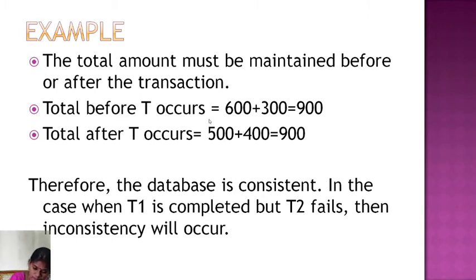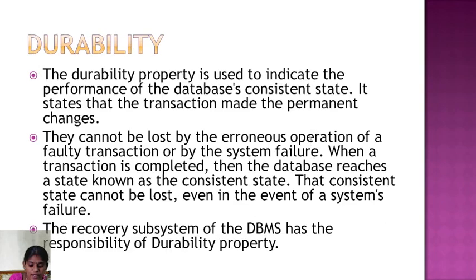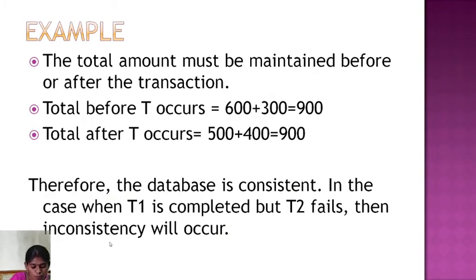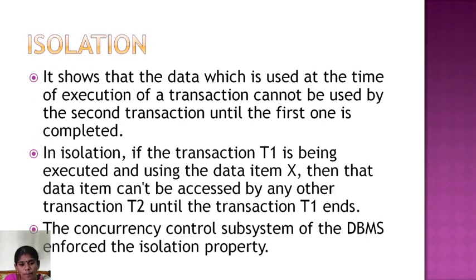If T1 is performed but T2 is not performed, meaning the T2 operation failed, then here the value will be changed. This value is 300, so here the value is 800. If the value before the transaction is 900 and after the transaction is 800, the transaction is aborted. So the transaction is inconsistent. So consistent means after making changes the transaction values are the same. That is called consistency.